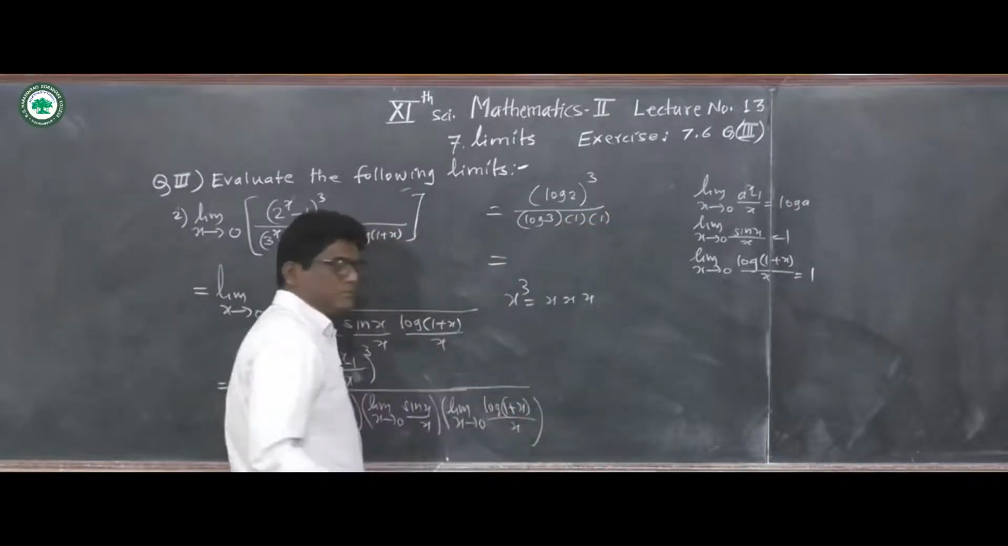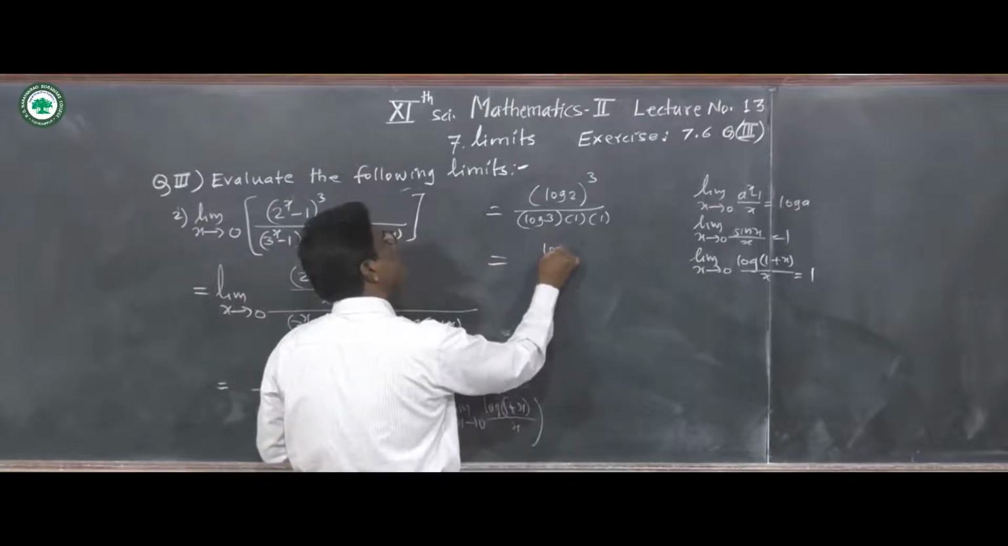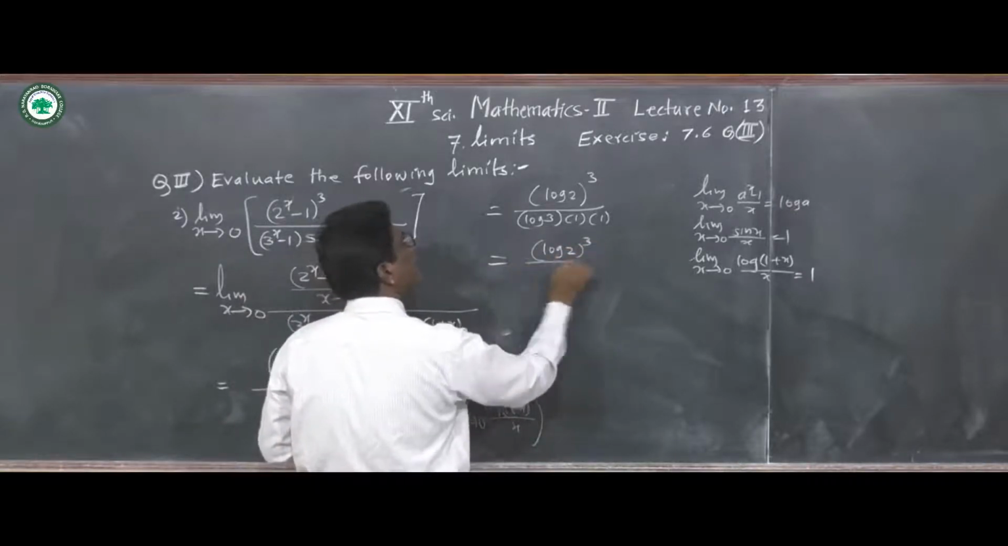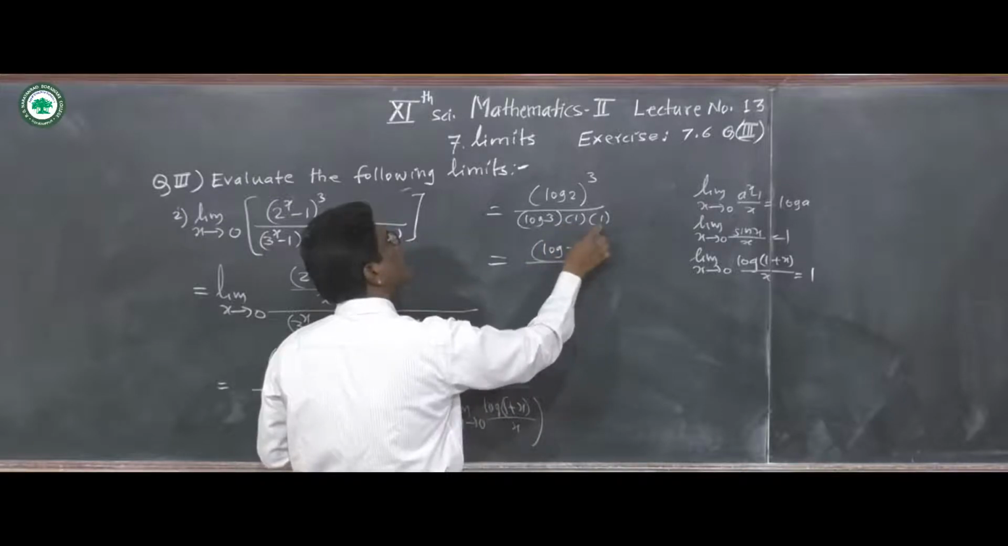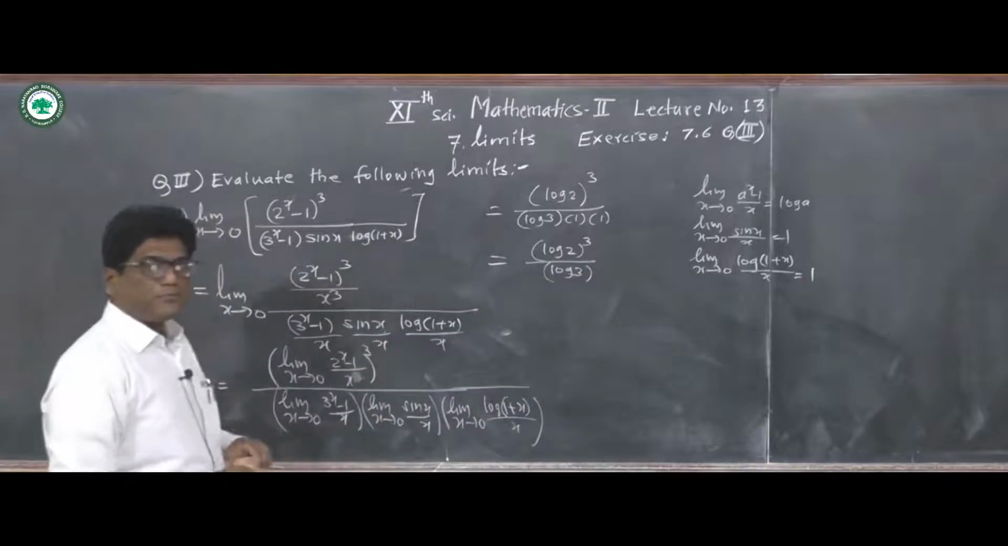So the solution is (log of 2) to the power 3 divided by log of 3 into 1, that is log of 3. This is the final solution for the second problem.